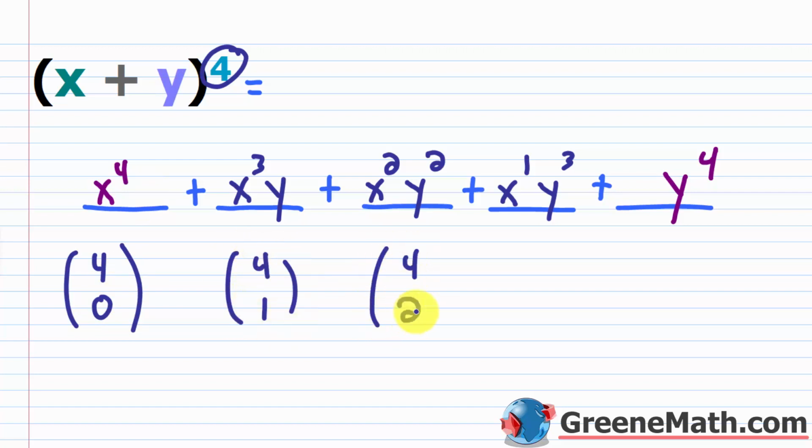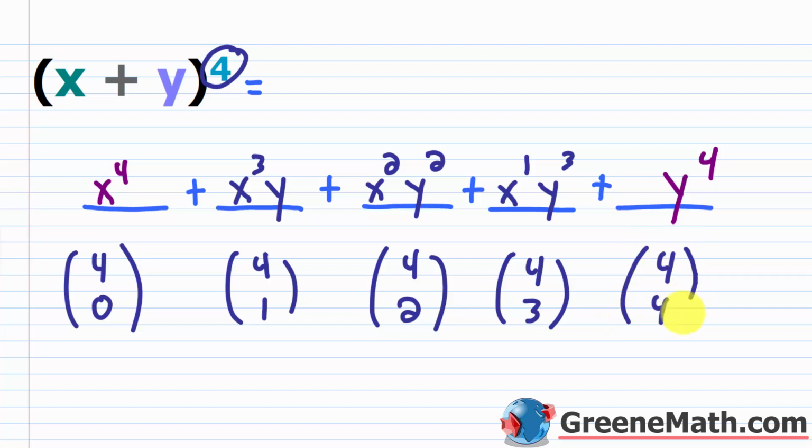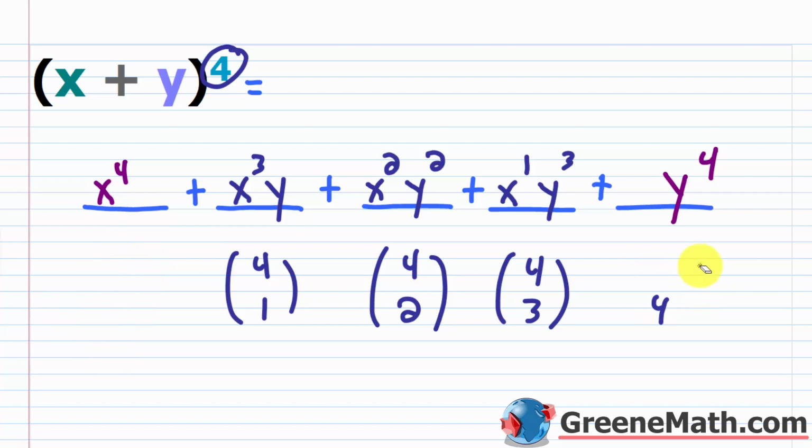This one would be 4 choose 2. This one would be 4 choose 3. And this one would be 4 choose 4, okay? Now, these on the outsides are always going to be 1, so you can just get rid of them. You don't need to crank that out. Again, you can use a calculator for this.